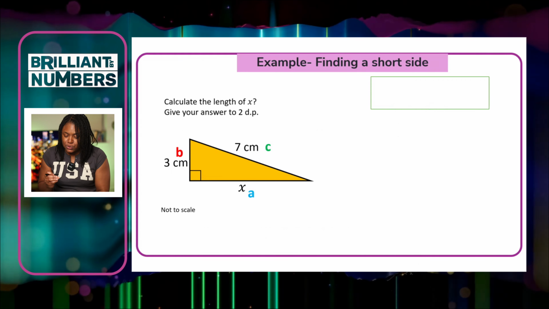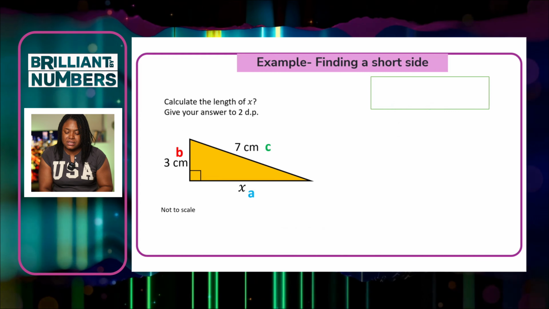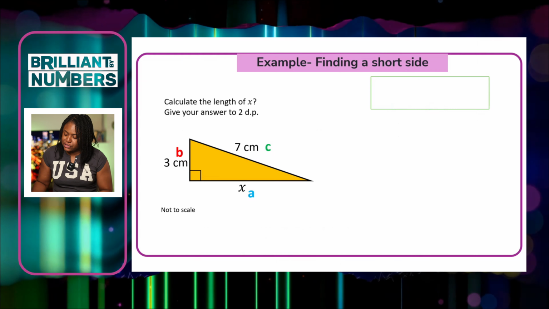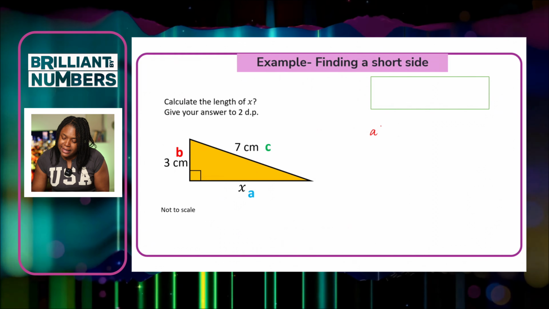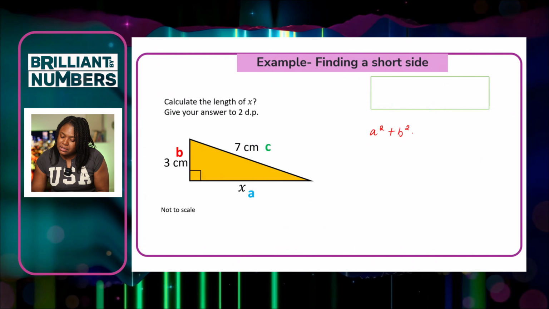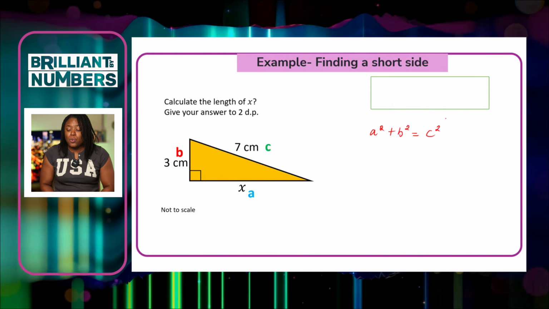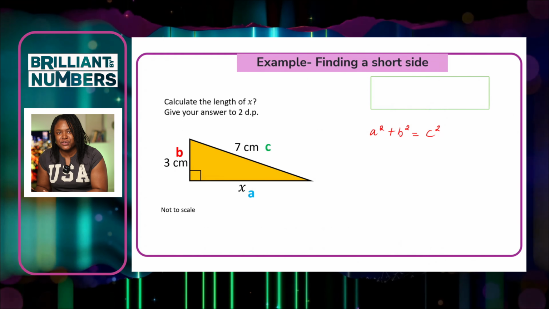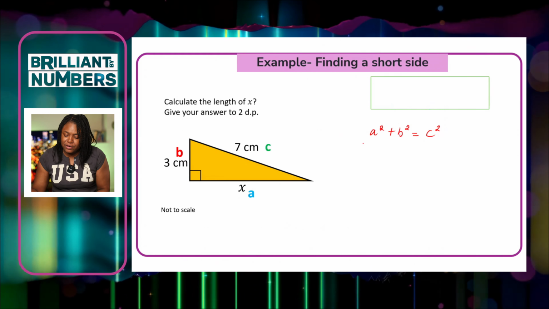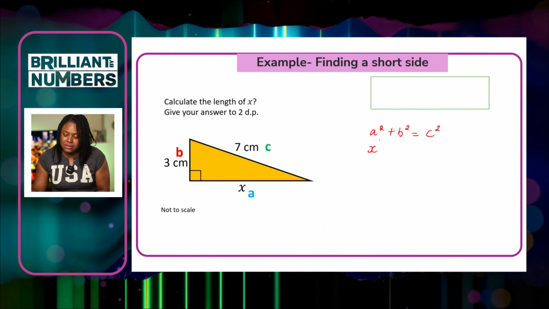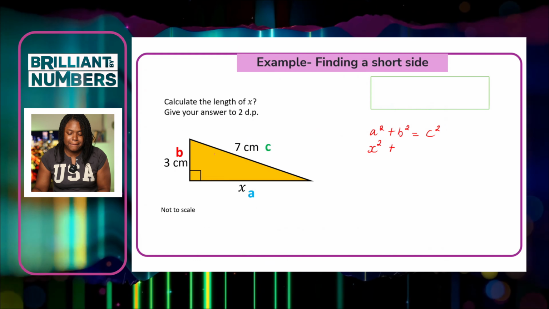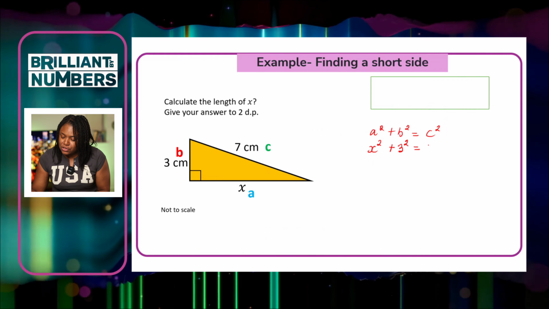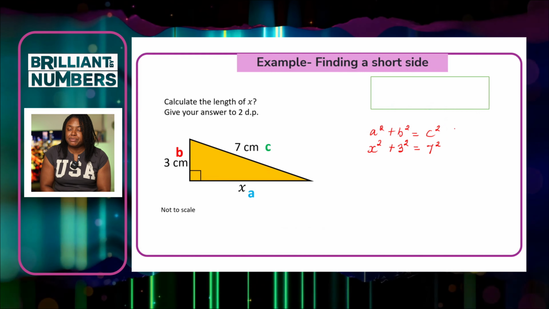We know our hypotenuse. Step 1 in the previous steps that we've written down told us to write the formula down. So let's go. So I've got here a squared plus b squared is equal to c squared. So what we need to do now is to substitute the values from the diagram into the formula. So A on our diagram is x squared. So we're going to do x squared plus B is equal to 3. So that's 3 squared equal to C, which is 7. So that's 7 squared. Absolutely brilliant.